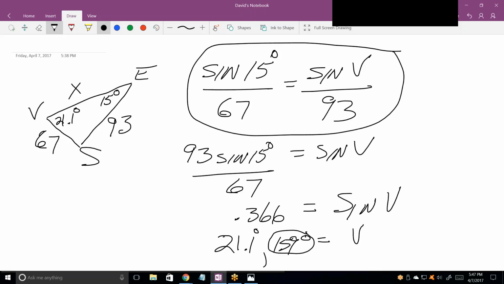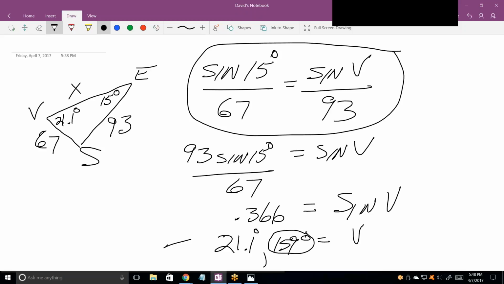Okay? Right. And we solved for angle V, and notice why you always come up with two angles. Because the sine is positive in the first and the second quadrant. So if I tell you the sine of V equals 0.366, there's always two angles that satisfy that. In this case, V could be 21.1. In other words, if you put in your calculator sine of 21.1, you'll get 0.366. But also, if you put in your calculator the sine of 159, you'll get 0.366.